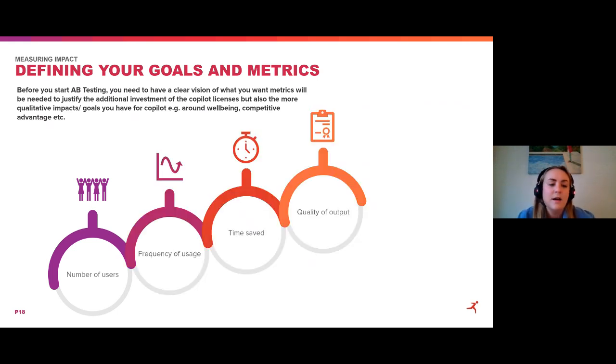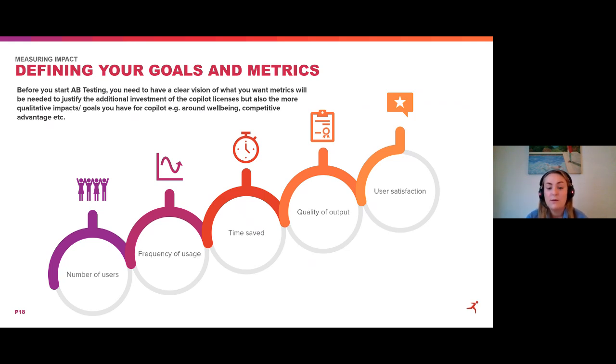Great stuff. So the key things we need to be measuring on a per scenario basis are the number of users who will do this. So if we say, okay, summarizing the actions in a Teams meeting using Copilot, that's actually used by a large number of users in the organization, and that's happening multiple times a day for everybody.